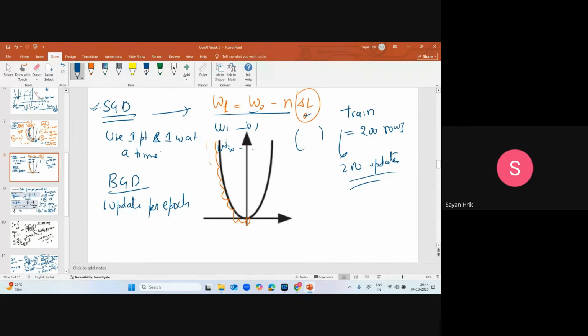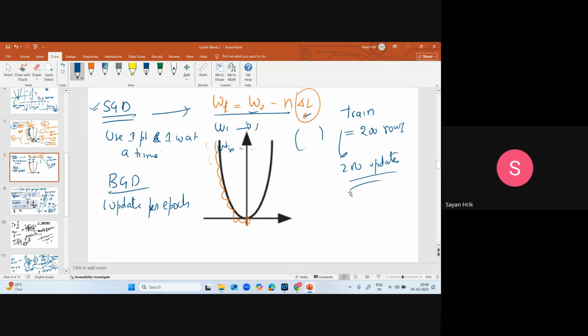But do you think there is some limitation on this, something bad about it? Easy to compute, the number of epochs are more. Correct. So I'll have to run my algorithm for more epochs, because if I have to update once for every point, the algorithm will have to be updated for more epochs.